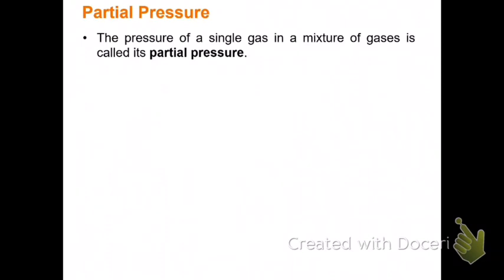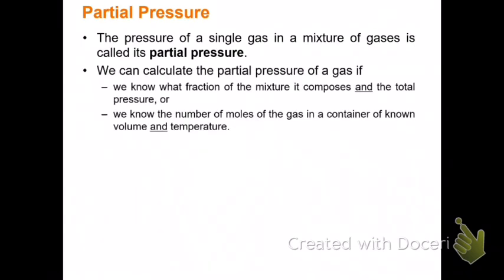So the pressure of a single gas in a mixture of gases is called partial pressure. Okay, so this is the pressure of an individual gas in a mixture. We can calculate the partial pressure of a gas if we know two things. The first one is the fraction of the mixture it composes and the total pressure, or we know the number of moles of the gas in a container of known volume and temperature.